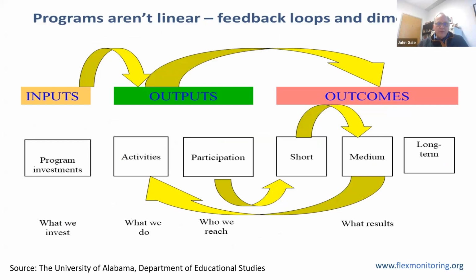So you start with inputs, outputs, outcomes, you have program investments, activities, participation, and you always really should be thinking about who you reach, what we do, what are the results, and cycling back as you accomplish some goals. Maybe it didn't move you far enough along, maybe it leapfrogged you ahead, but using these feedback loops as part of your program management as well as your program evaluation is really important.